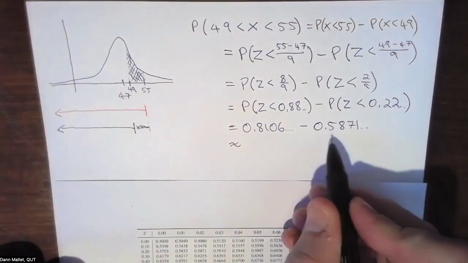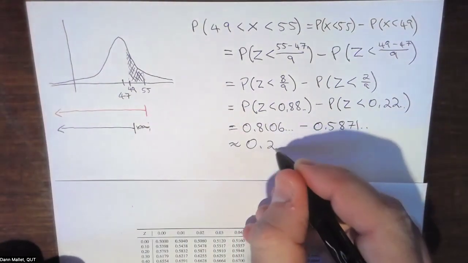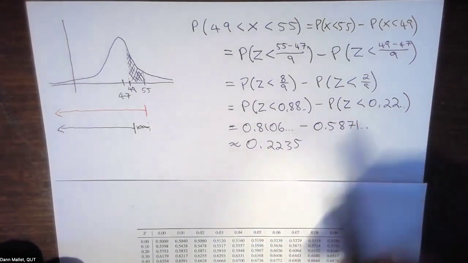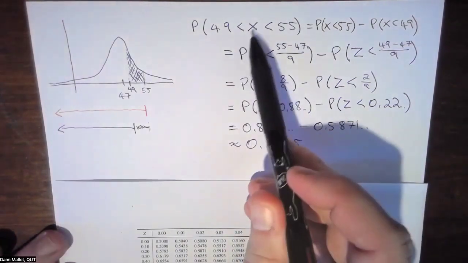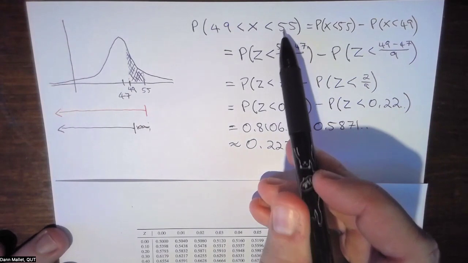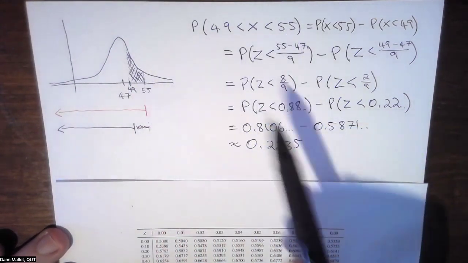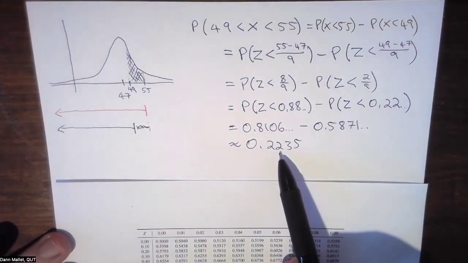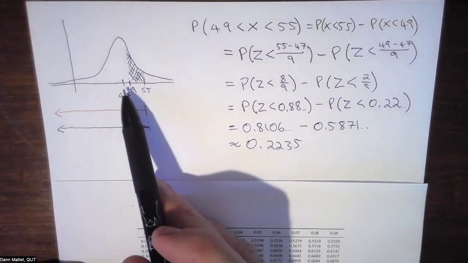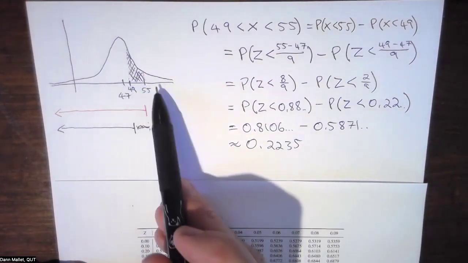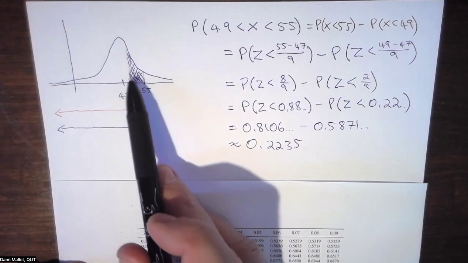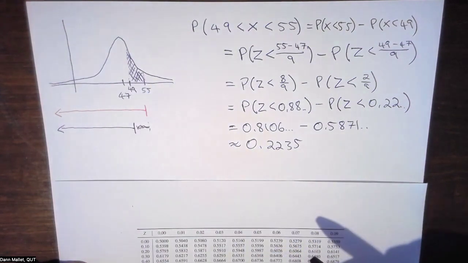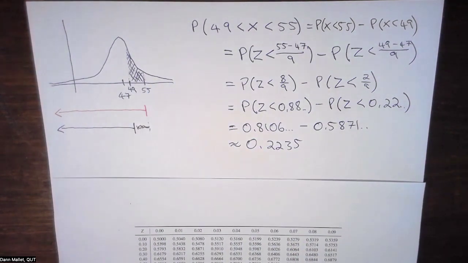Just evaluating the difference there, we get 0.2235. So the probability that X is between 49 and 55, this small shaded region here, is about 22%. Reasonable enough, it's got to be less than 0.5, and there is a fair bit of area under there, so 0.22 seems fairly reasonable.